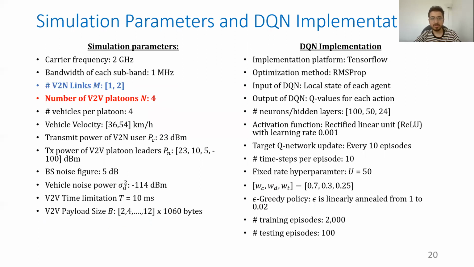Moving on to the simulation parameters. Some of the important simulation parameters are that we vary the number of V2N users between 1 and 2. There are 4 V2V platoons. Also, the transmit power of each V2N user is fixed at 23 dBm, while the transmission power of the V2V platoon leader is discretized into 4 levels, which are 23, 10, 5, and minus 100 dBm. We train our algorithm for 2000 episodes, and for testing, we use 100 episodes.